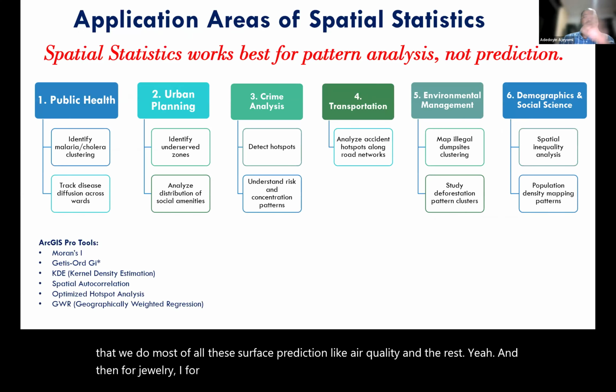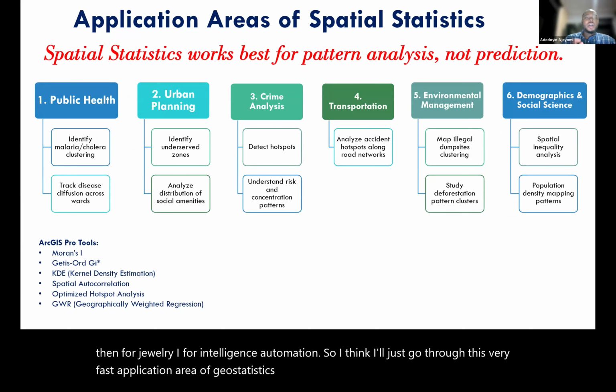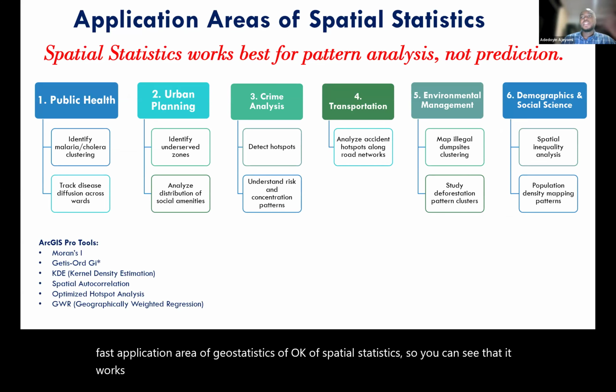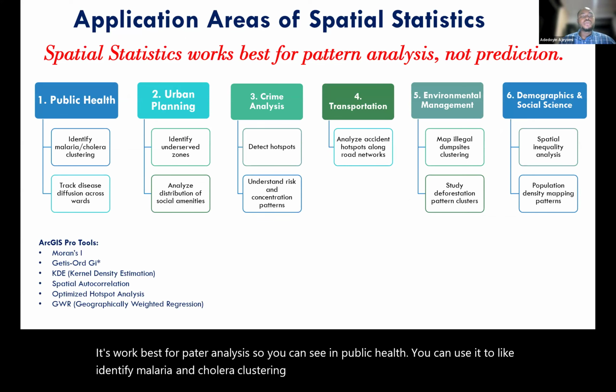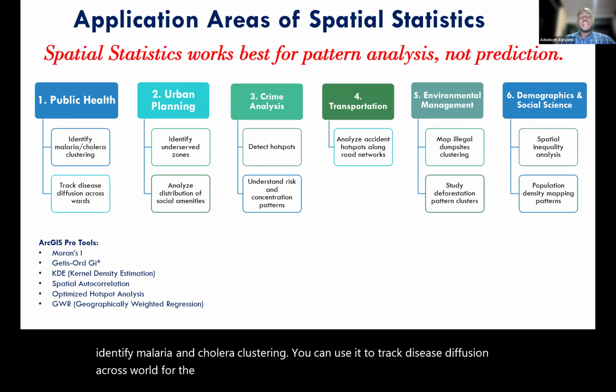So I think I'll just go through this very fast. Application areas of spatial statistics. You can see that it works best for pattern analysis, not prediction. Like I said, it can do prediction, but it works best for pattern analysis. So you can see in public health, you can use it to identify malaria and cholera clustering. You can use it to track disease diffusion across the world. For urban planning, you can use it to identify underserved zones.